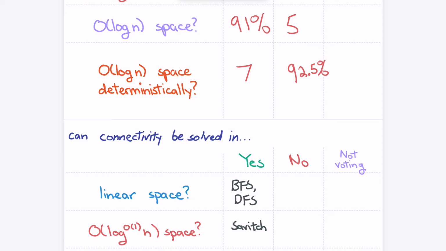So you just guess, recurse, and you only go down log n levels. Each time you remember the name of a vertex, that's another log n, so you get log squared n space. So it says divide and conquer, but it's quasi-polynomial time: n to the log n.